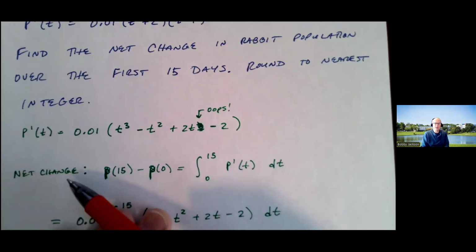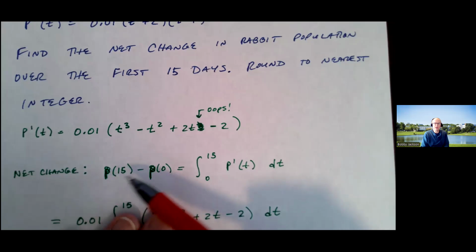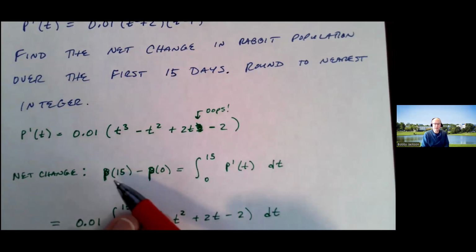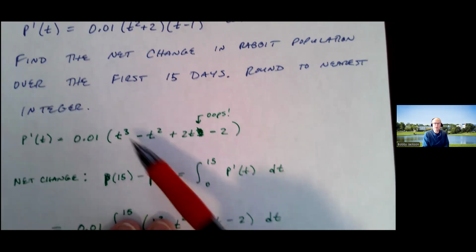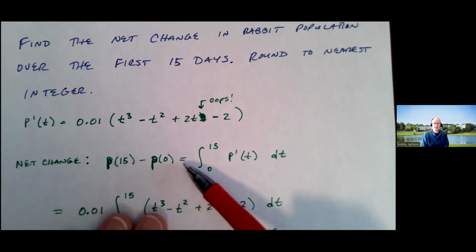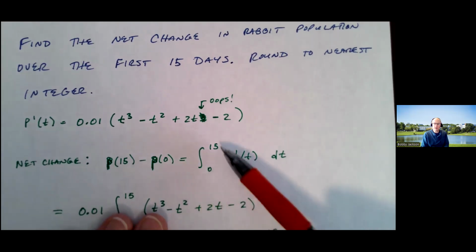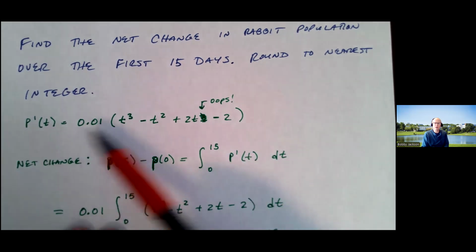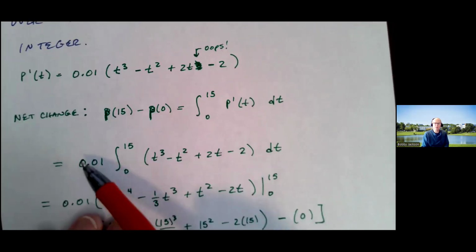So in this section, of course, we're looking at the net change. The net change in the rabbit population over the first 15 days would be p of 15 minus p of 0, right? P is our population at time t. And that's equal to the integral over that same time interval of the rate of change, so from 0 to 15 of p prime of t. And this is p prime of t. I'll pull that constant multiple out.